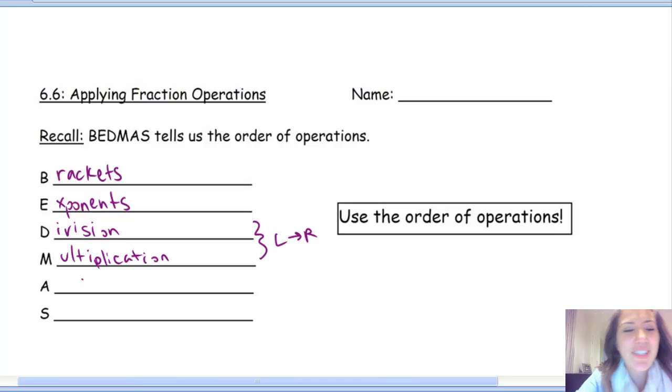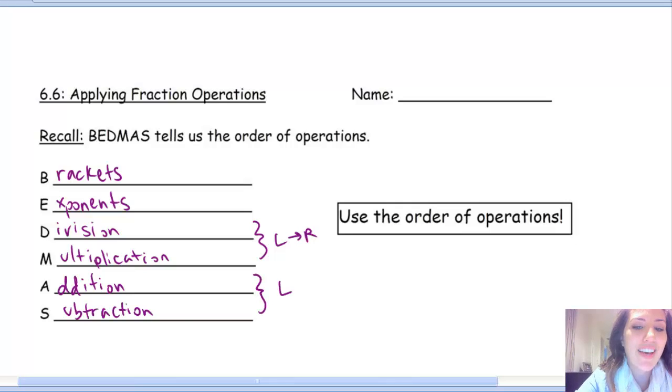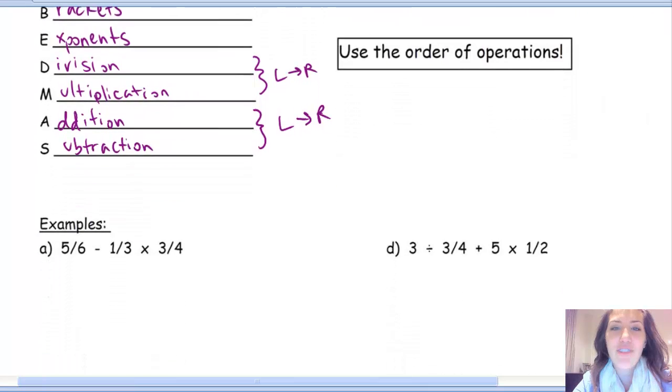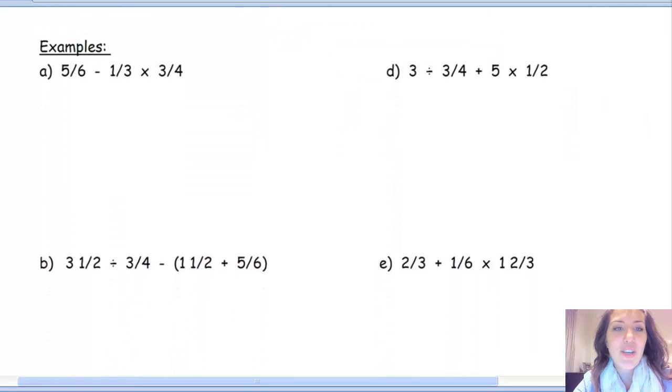And then addition and subtraction are last. And again, these can be in either order as long as they go from left to right. So this is our order of operations we need to consider in all of our fraction problems. So let's look at our first example. We see that 5/6 minus 1/3 times 3/4. Whoa, which one do we do first?